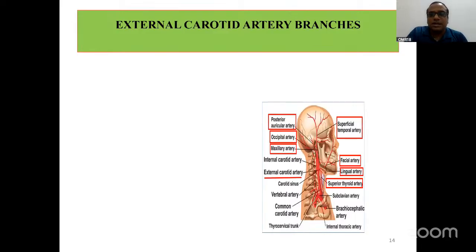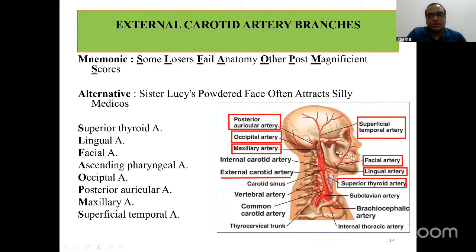So these are the branches. Some losers fail: superior thyroid artery, lingual artery, facial artery. These 3 are the anterior branches. Ascending pharyngeal artery is the medial branch. Other post, posterior branches: O, occipital artery; P, posterior auricular artery. Magnificent scores, terminal branches: M, maxillary artery; S, superficial temporal artery.